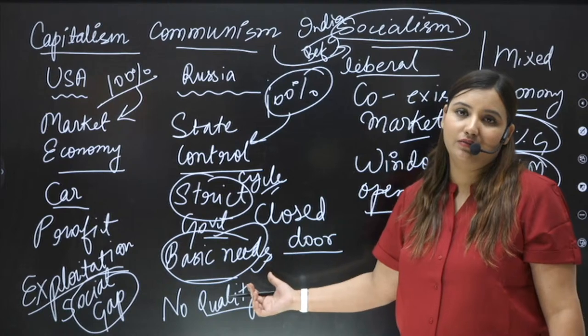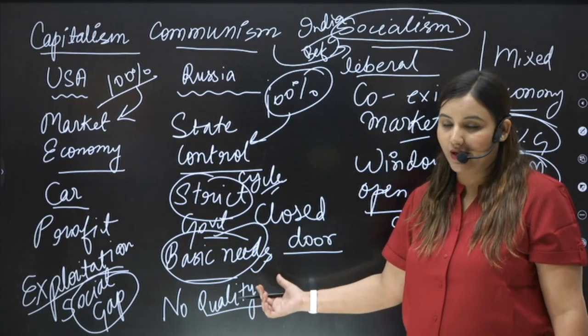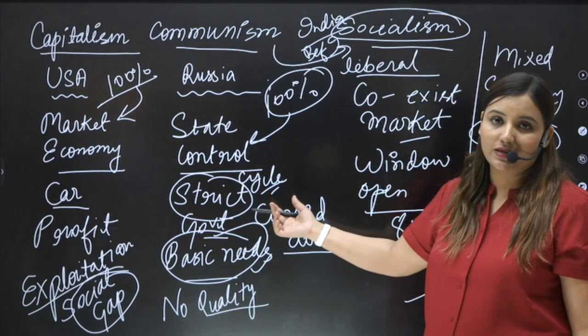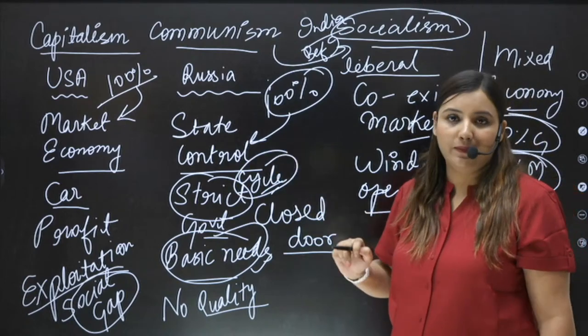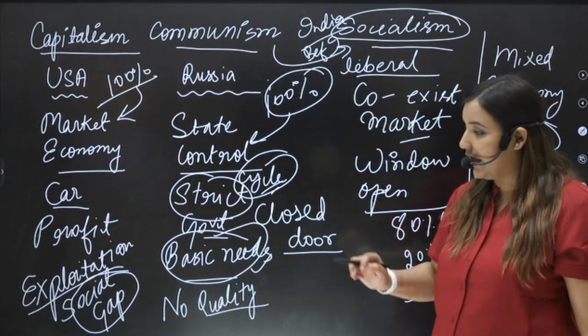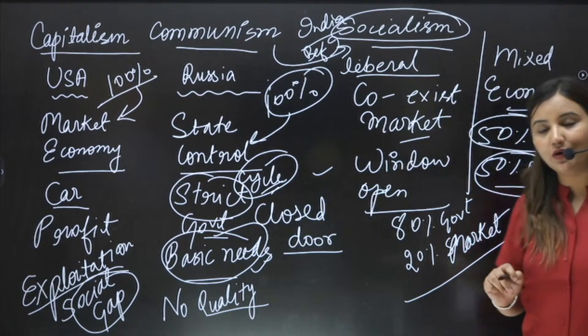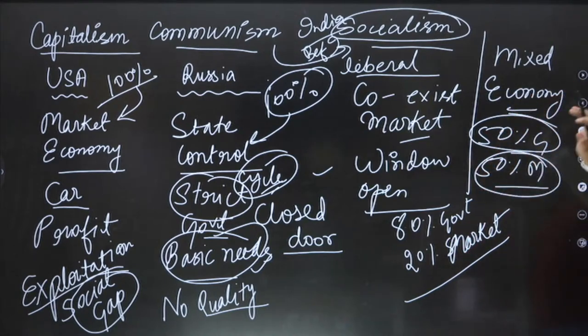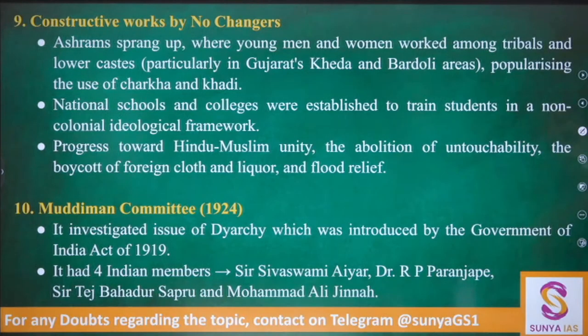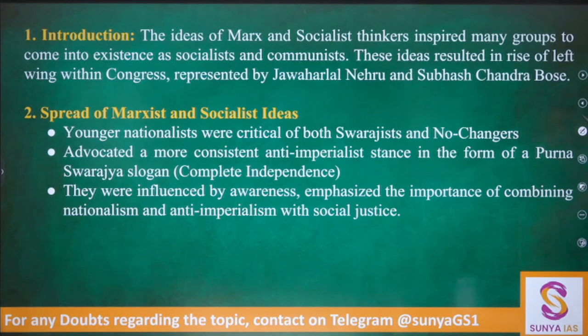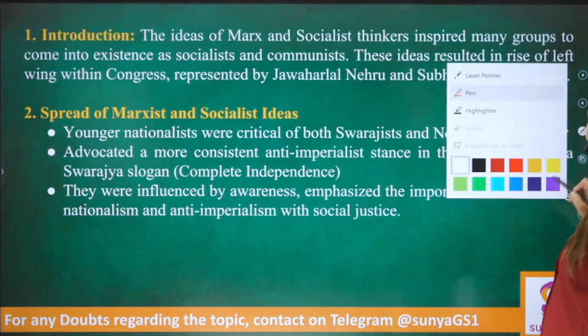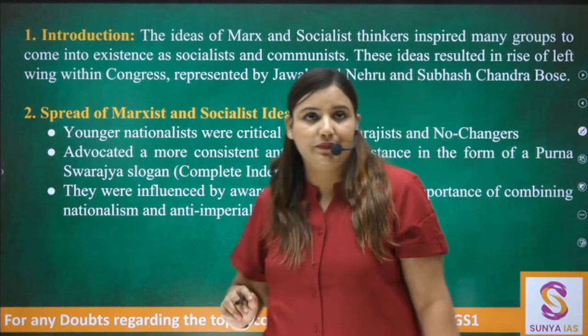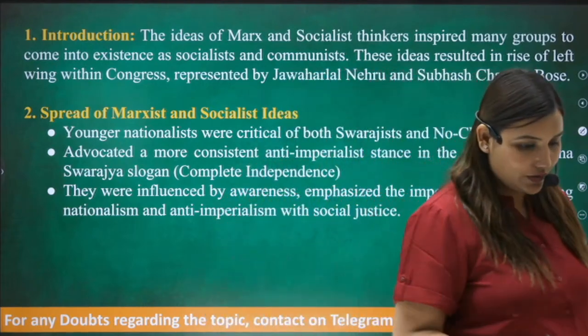Quantity mattered, not quality. Okay, cycle was affordable for us. So we used to use cycle, right? At that time, cycle was very, very popular. So that's why communism and socialism was extremely important for us, and people started liking these ideas. Clear? I hope you understood the doubt.